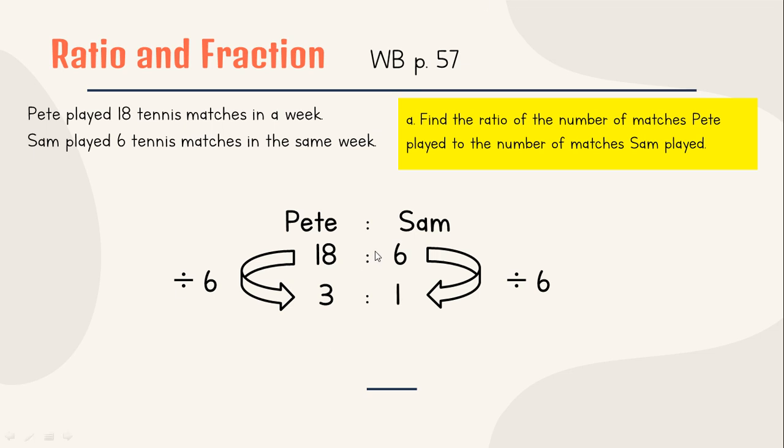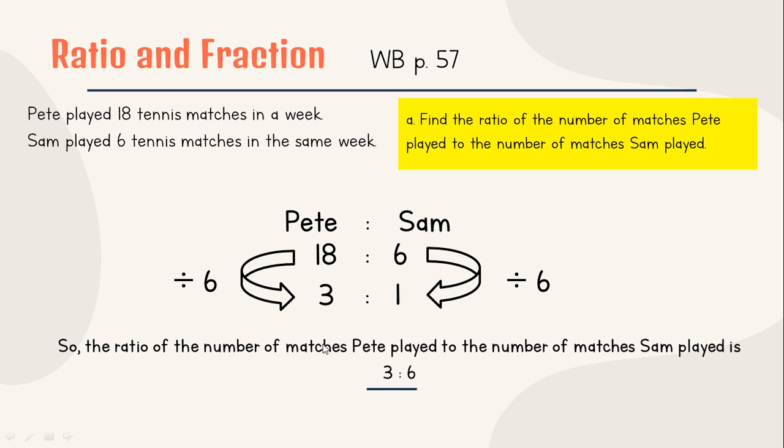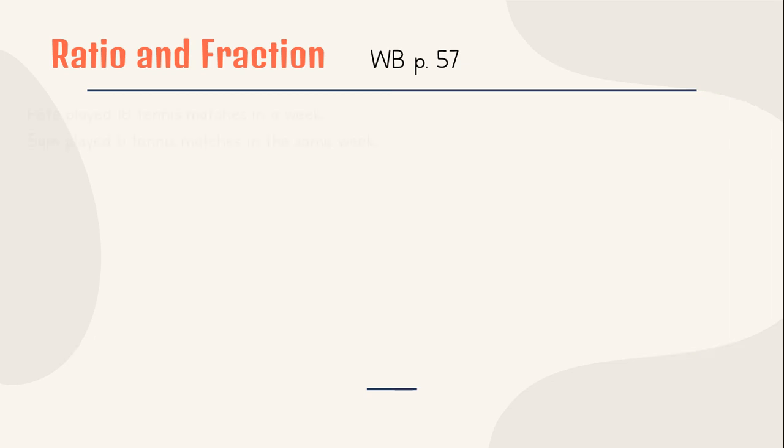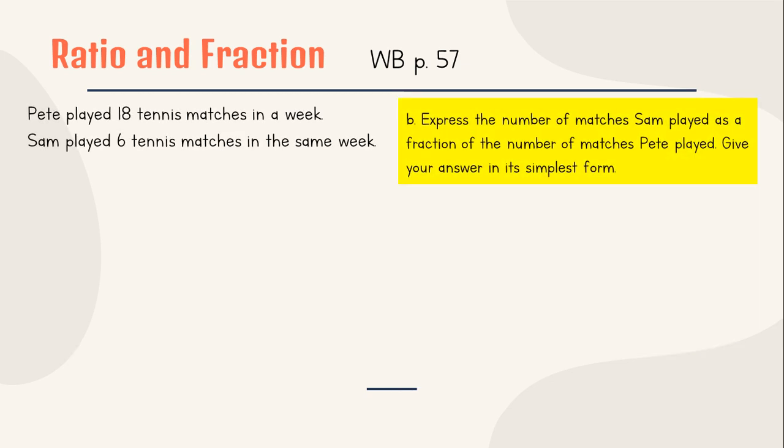And then the ratio for this is this one. So the ratio of the number of matches split plate to the number of matches same plate is 3 to 6. It's kind of easy. And then B. Express the number of matches same plate as a fraction of the number of matches split plate. So in the fraction. That's it.